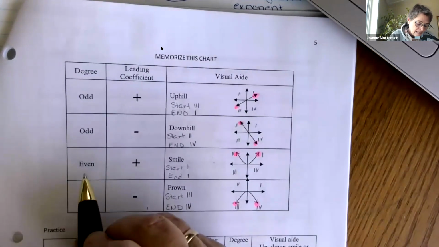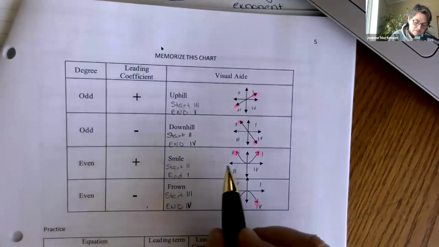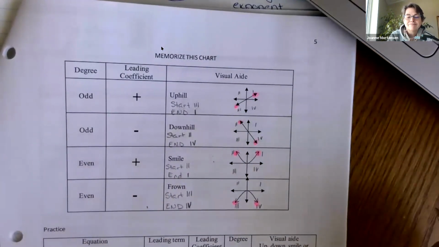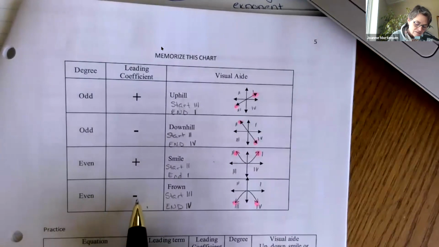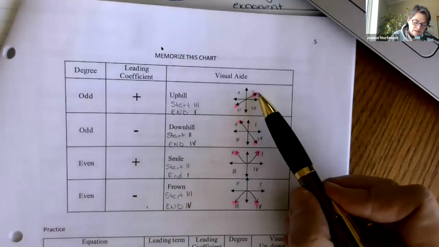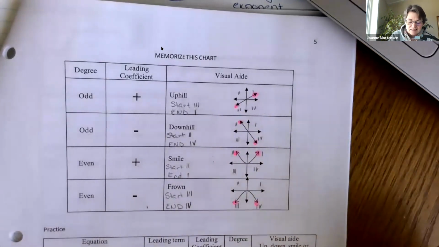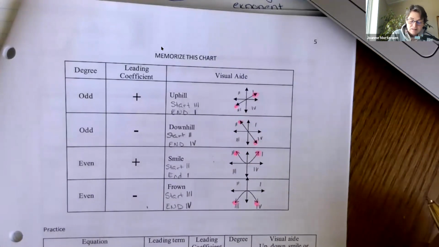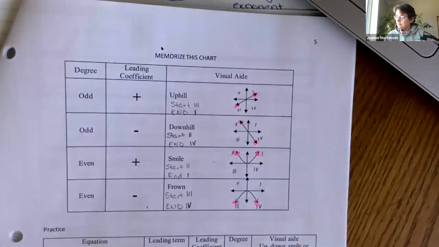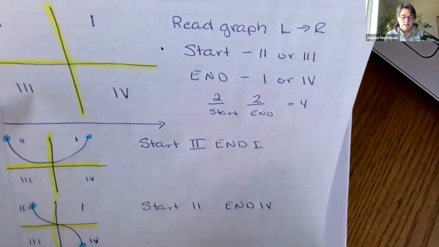Okay, if it's an even degree and positive, it's a smiley face. I mean, it's an upward facing parabola, but to me, it's a smile. And if it's even and negative, it's a frown. And this provides us with all the different ways that we can start and end. Remember, we said there was 4. And if we go back to this page where we started, it's all there.